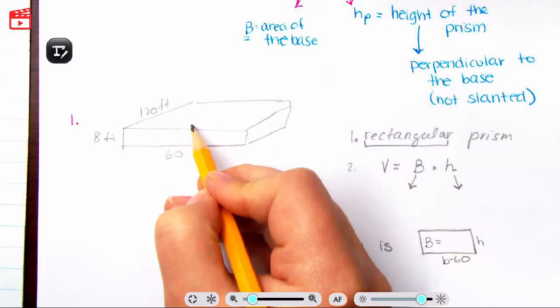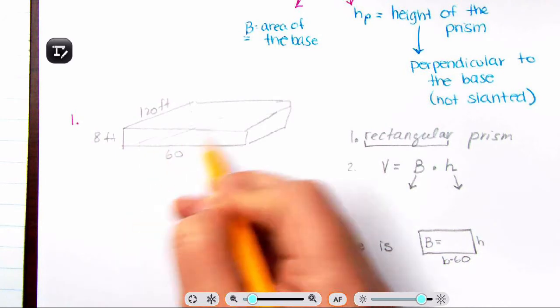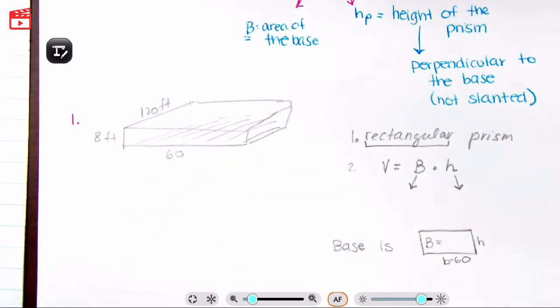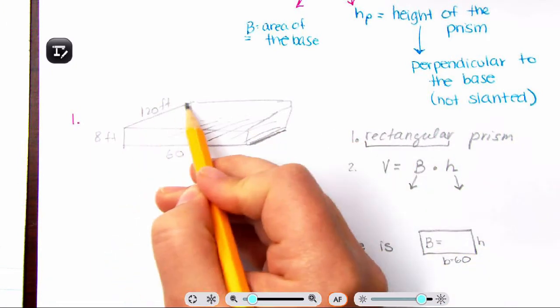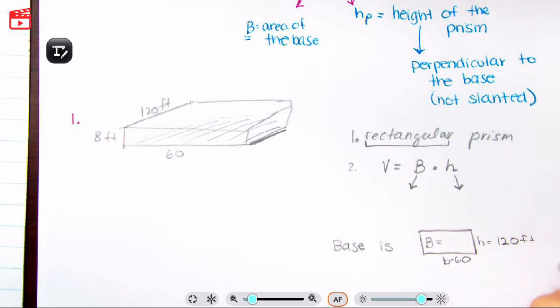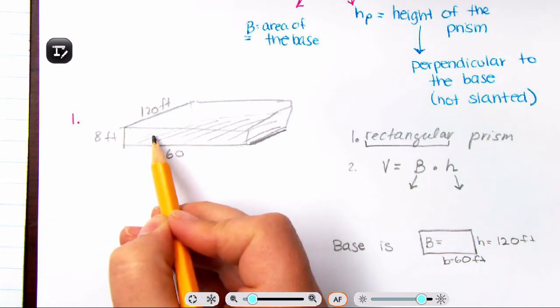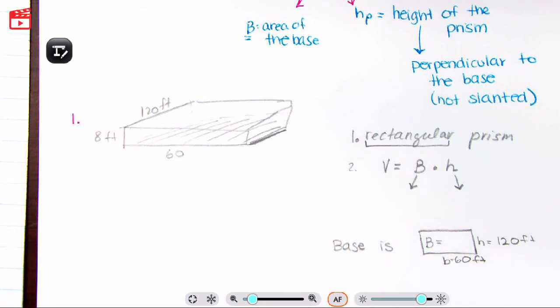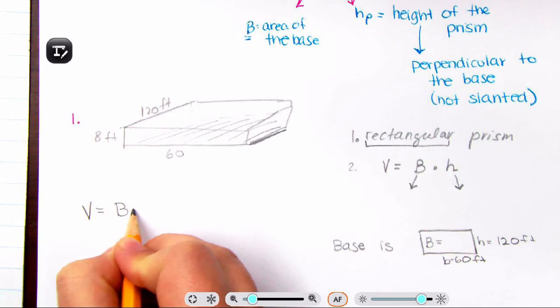So it just depends on which rectangle you're looking at. If you're looking at the one on the bottom, your height would be this right here, which matches this measurement on the other side. So 120 feet. You could also choose this one out in front. It would just change your prism height. Okay, so the volume is equal to the area of the base times the height.